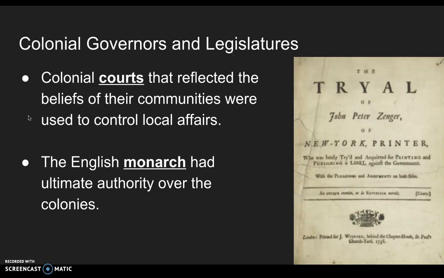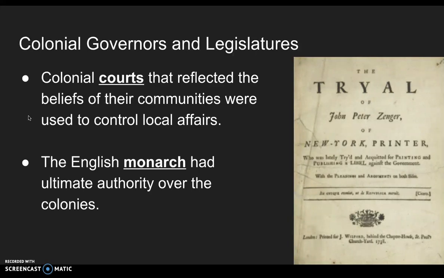The colonial courts made up another important part of the colonial legislature. These courts generally made rulings that reflected local beliefs. For example, in Massachusetts, many of the laws enforced the Puritans' religious beliefs. We also see these courts upholding some individual liberties.